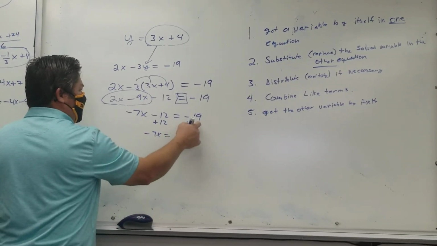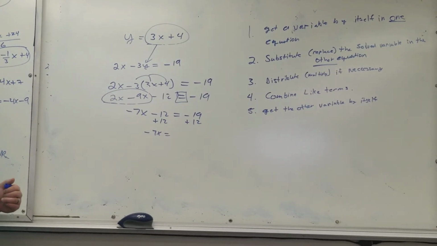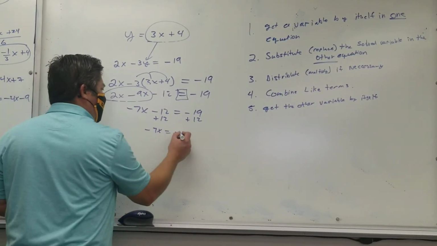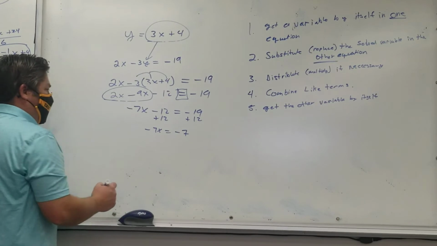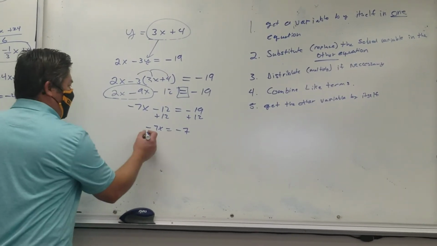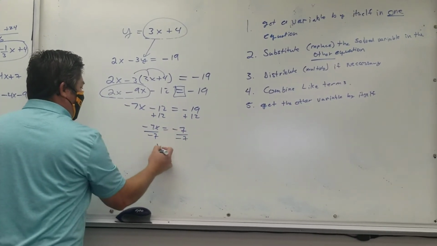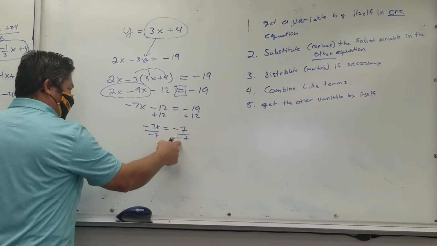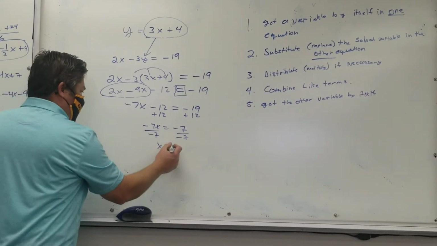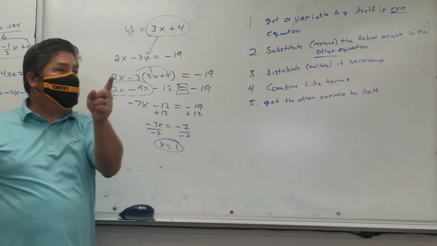-7x equals, what's -19 plus 12? -7. What should I divide both sides by, Seth? -7. Okay, and what will I get? Positive 1. How come? Negative over negative is a positive. Now, I've done all 5 of those steps, but I'm still not done.